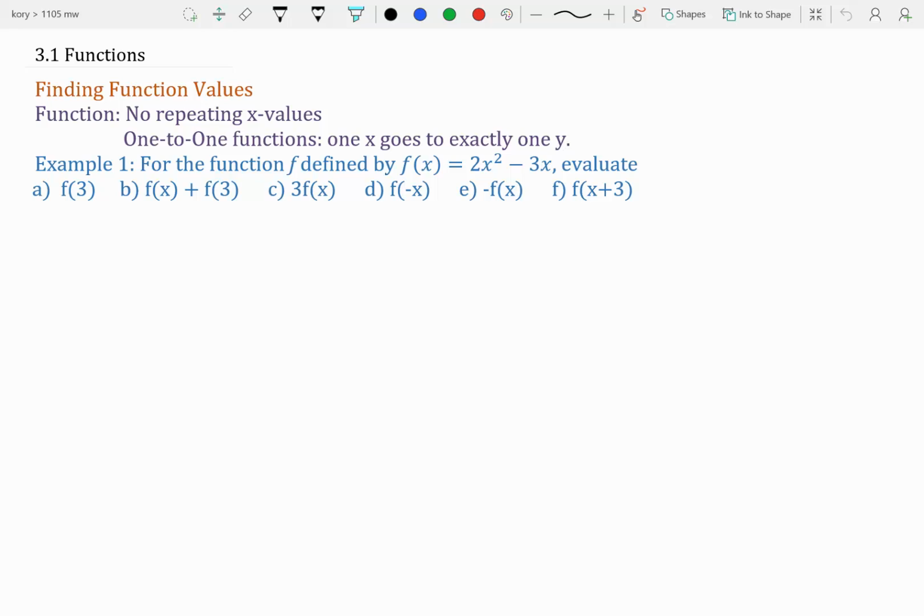So, for example 1, for the function f defined by f of x equals 2x squared minus 3x, evaluate f of 3, f of x plus f of 3, 3 f of x, negative f of x, and f of x plus 3. So the first one's very easy. All we're going to do is input 3 for our x, for every x we see. So we have our 3, and we're going to put it for every x we see.